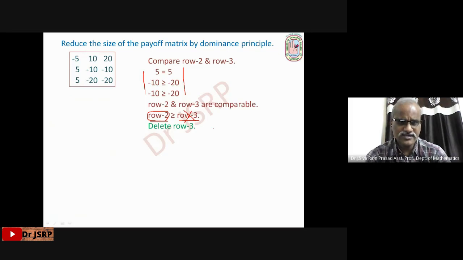Remember, in rows, you delete the row with low payoffs compared with the other row. Whatever the inequality, suppose you get row 2 less than or equal to row 3, in that case we have to delete row 2. So always delete the row with fewer payoffs. Right. So delete row 3. Next, go for columns.